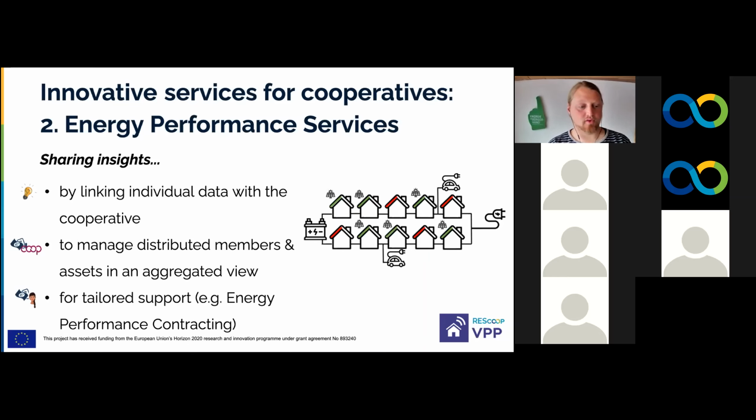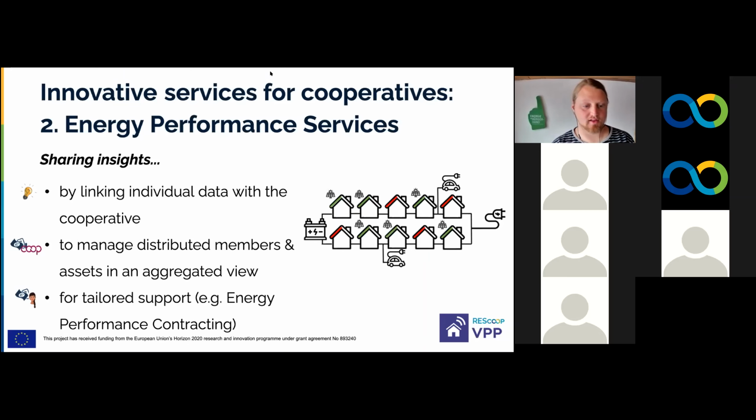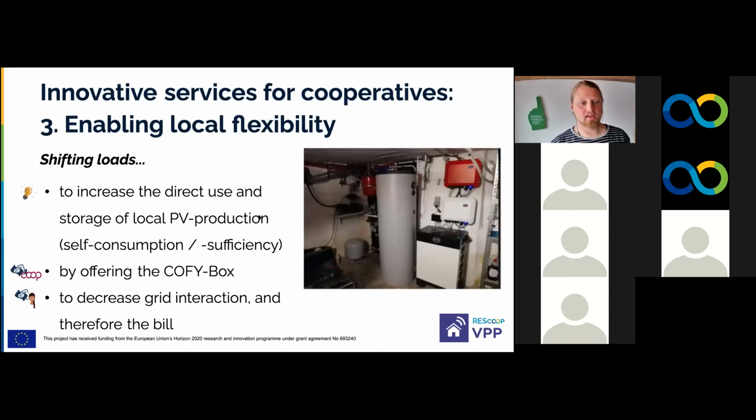And for the members of the cooperative, the potential revenue is that they can receive tailored support by the cooperative, for example, energy performance contracting, so that based on the insights they gain, both individual and cooperative, they can, for example, replace devices with more efficient devices. And for example, the cooperative could invest in those devices and contract it to the member, so that they can both share the profit from the more efficient devices.